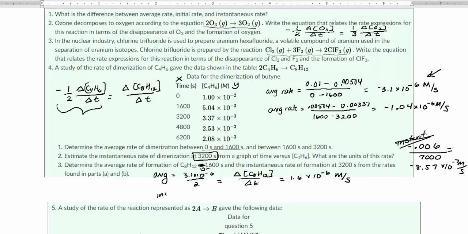So for the instantaneous rate, again using the same formula here, if I put everything in the formula, then the rate of formation is found to be 4.3 times 10 to the negative, I think that's negative 7, molarity per second.